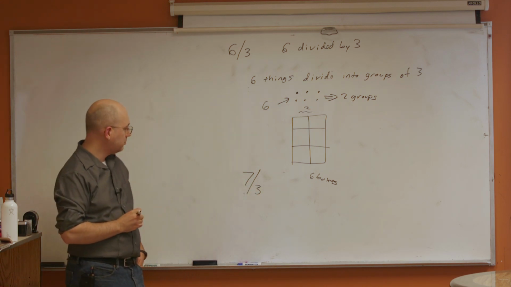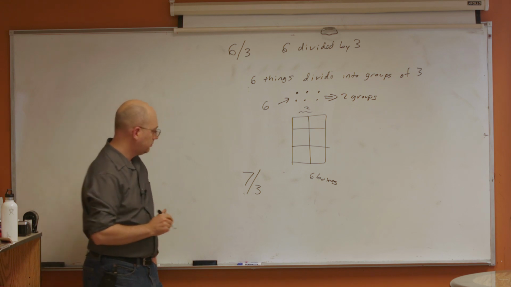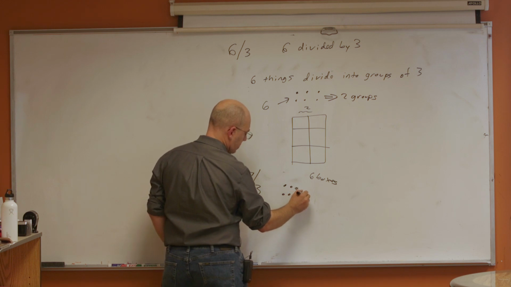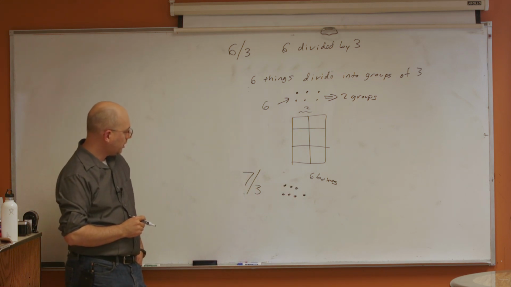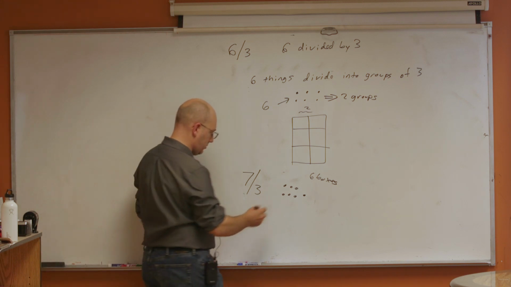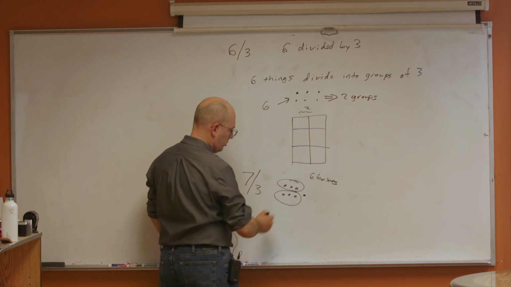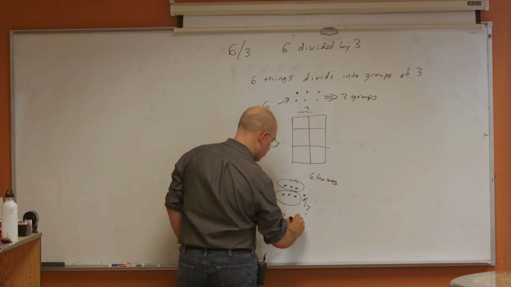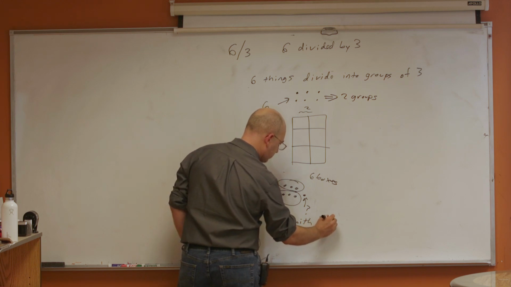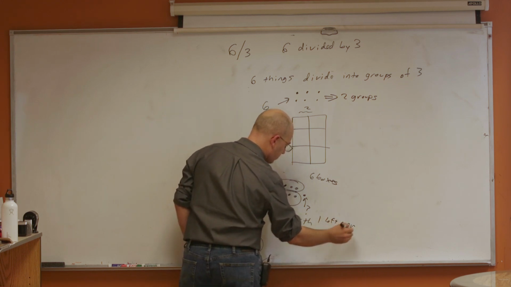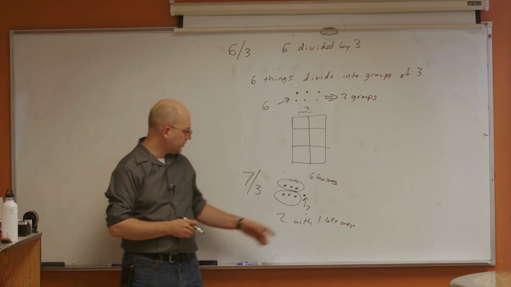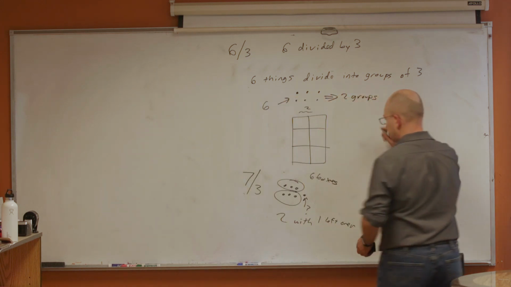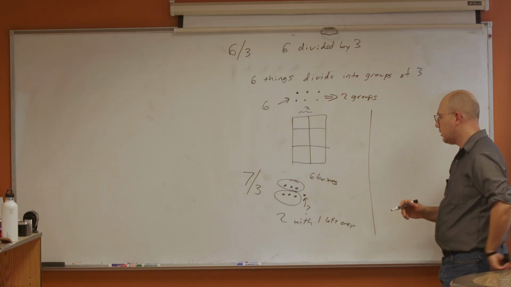And then 7 divided by 3. How do I do that? We get the remainder. So I've got 7 things. And I want to divide it into 3s. I get 1, 2. So it's 2 with 1 left over. So that's the remainder. Now, there's also another way of thinking about this.